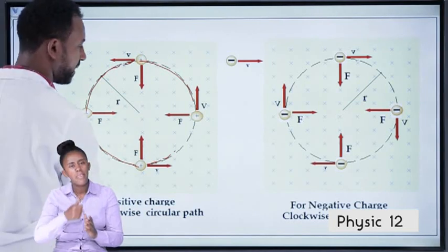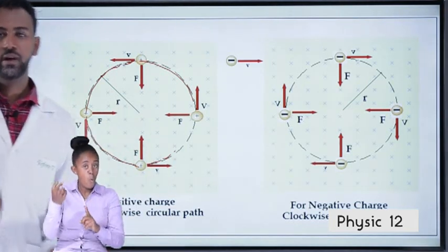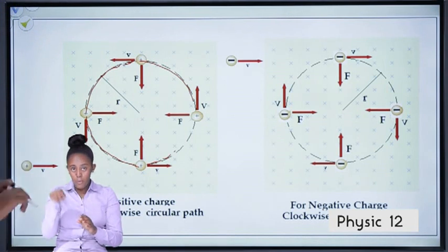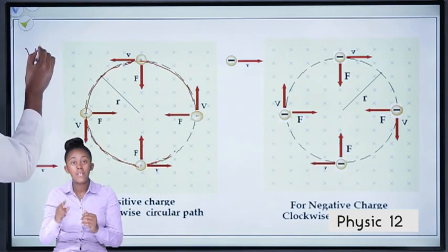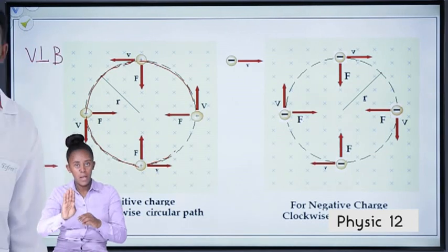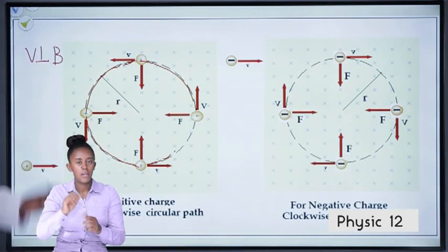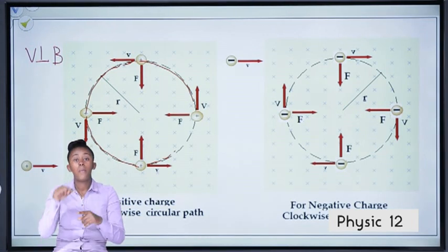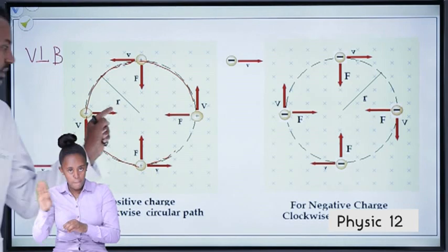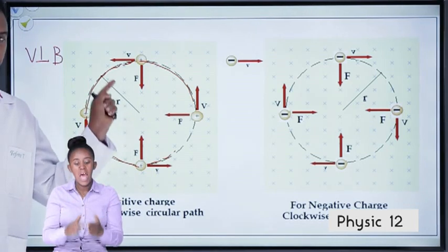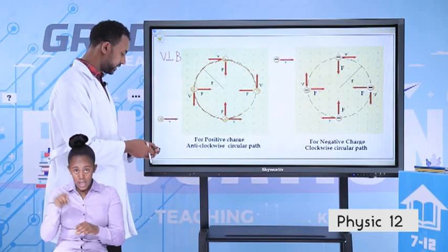Whatever the charge is, positive or negative, they will form a circular path. They will form circular paths whenever the velocity is perpendicular to the magnetic field B. And we'll try to see how to determine the radius of this circle and the period of this charged particle.